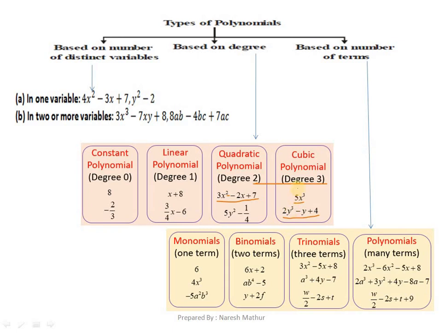Now based on the number of terms, the classification of polynomials is as follows. If we have only a single term, let's say 6 or 4x cube, or minus 5a square b, these are called monomials. If we have two terms in a polynomial, let's say 6x plus 2, then we call these binomials. Similarly, for three terms we say trinomials, and for many terms we use a general word, that is polynomials.